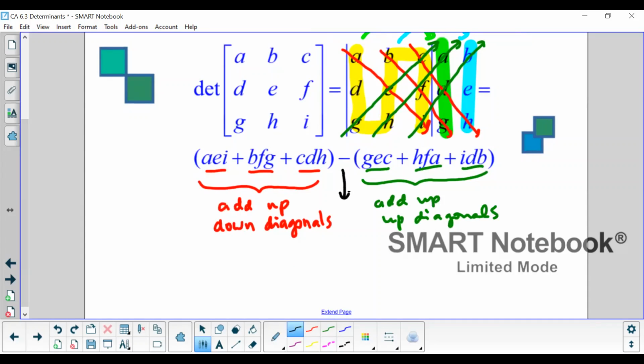And then once we have those two numbers, we subtract them. So it's still down minus up. There's just more involved this time. There's more than one diagonal. There's 3 diagonals now in each direction instead of 1 like the 2x2. And we're going to do one example of this and we're going to be all done. But does anybody need the screen up anymore?